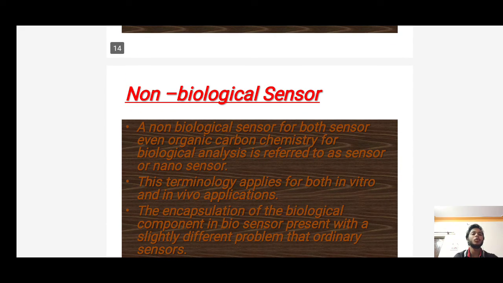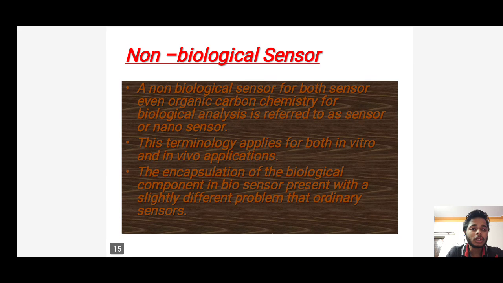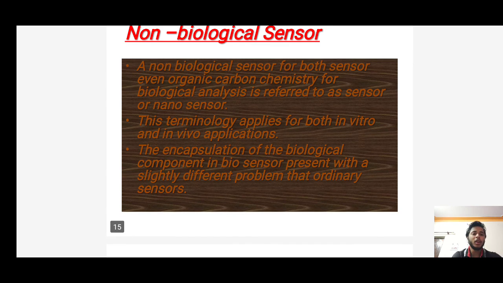And lastly is the non-biological sensor. A non-biological sensor, even organic carbon chemistry for biological analysis, is referred to as a sensor or a nanosensor. This terminology applies for both in vitro and in vivo applications. The biological component in a sensor presents a slightly different problem than an ordinary sensor.